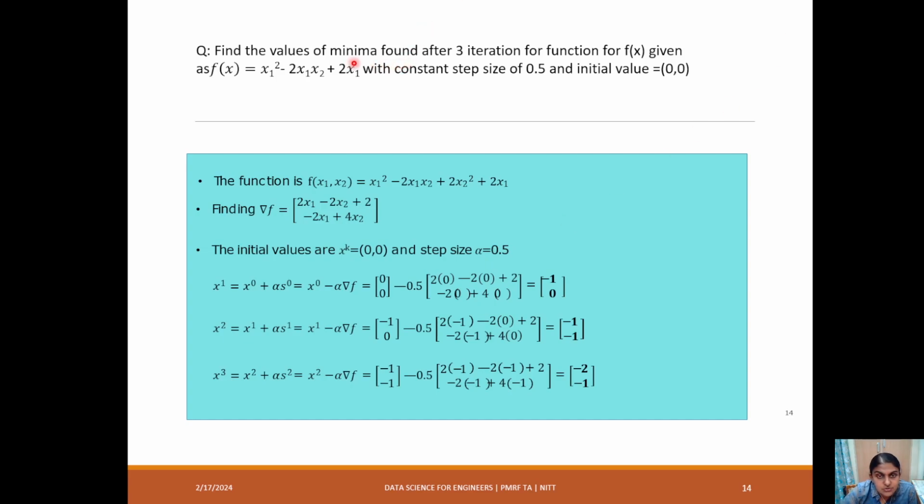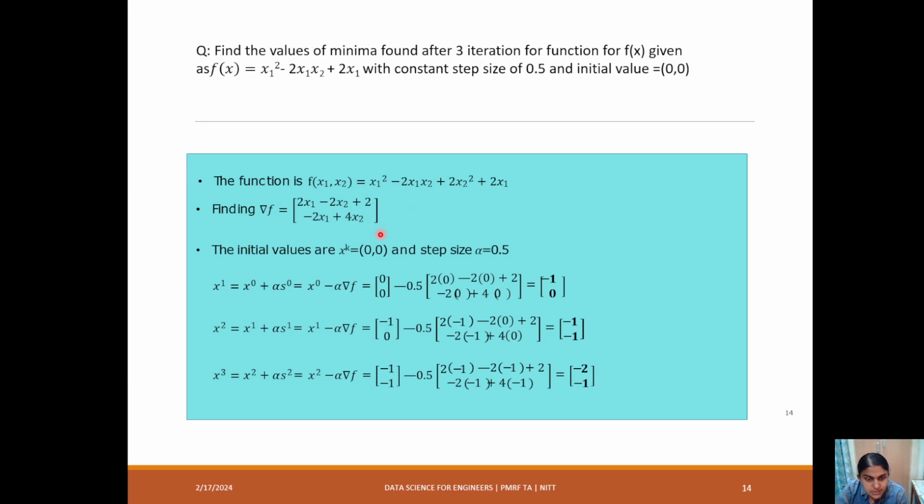Now find the values of the minima found after 3 iterations for the function f of x, given as f of x equal to x1 square minus 2x1 x2 plus 2x2 plus 2x1, with a constant step size of 0.5 and initial value 0 0. So find the gradient first. That means dou f by dou x1 is 2x1 minus 2x2 plus 2, and dou f by dou x2 will give you minus 2x1 plus 4x2.